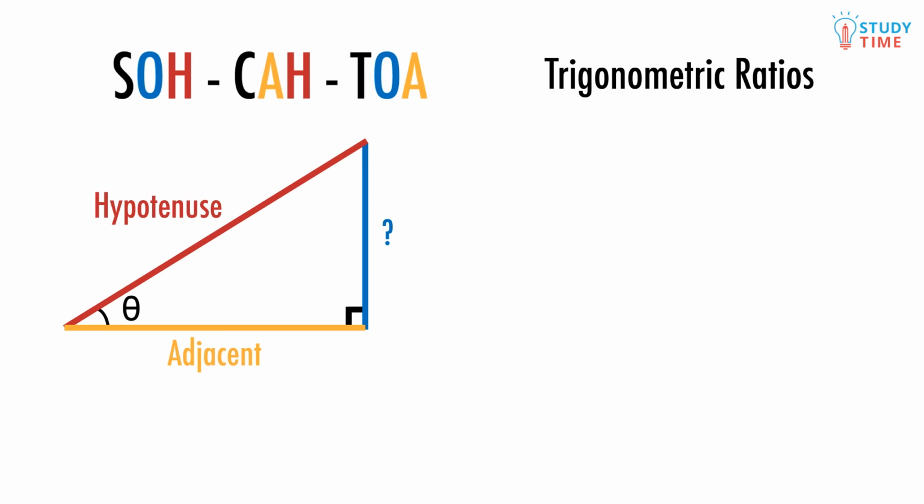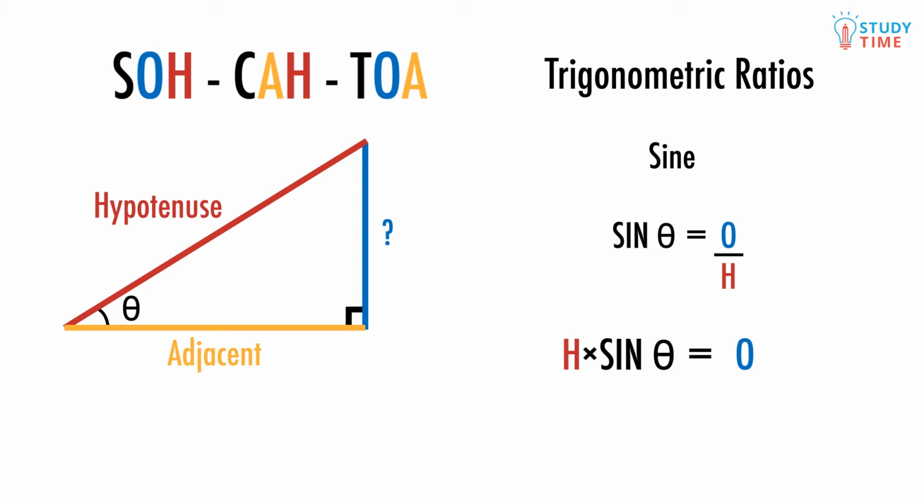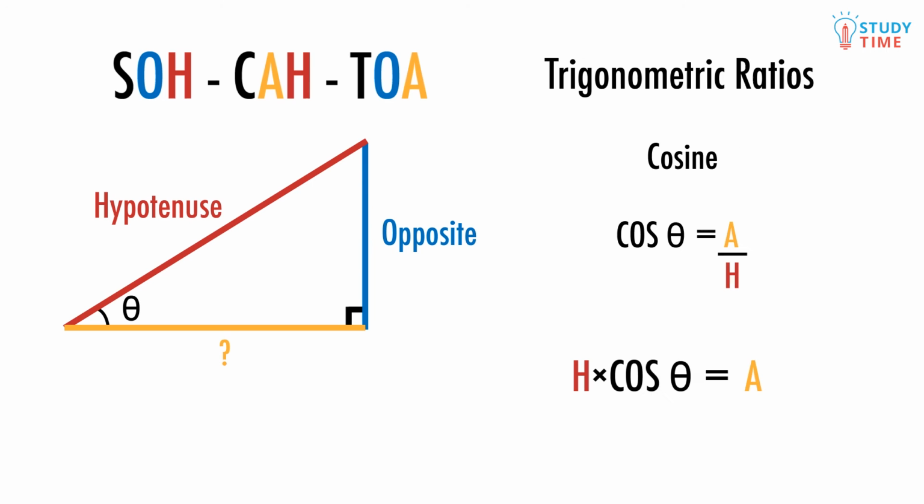Let's say we don't know the length of the opposite side. If we know the length of the hypotenuse, we can use the sine ratio. Using algebra to rearrange the equation, we can see that the hypotenuse times the sine of the angle will give the length of the opposite side. Similarly, the hypotenuse times the cosine of the angle will give you the length of the adjacent side.